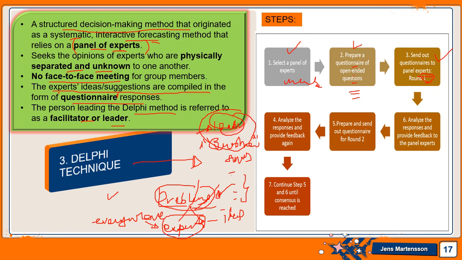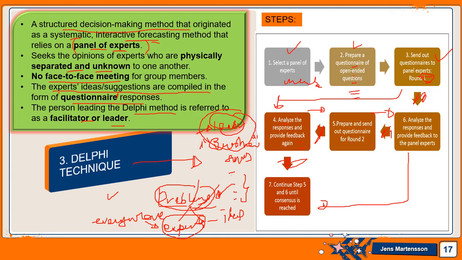Then number 4 here. Okay. Oh, salah nak panah. So it should be over here first. Okay. Then from here it goes over here. Then it goes over here. Then lastly is over here. So ini tak ada. So number 4, analyze the responses and provide feedback again.